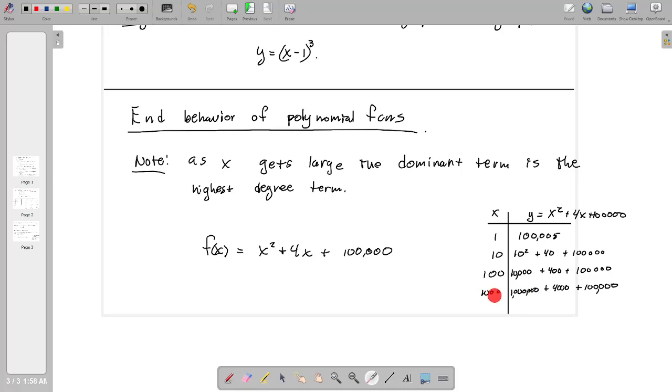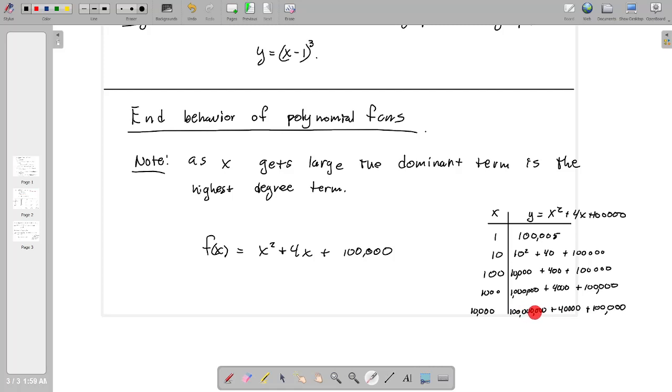Still insignificant compared to the value of infinity. Remember, x getting large, you're talking about trillions. And trillions is even small compared to infinity. So let's go one more and do 10,000. 10,000 squared is 100 million. So now it's very clear that x squared is dominating this y value. 100,000 is insignificant compared to 100 million. It's only 1/1000th of 100 million.